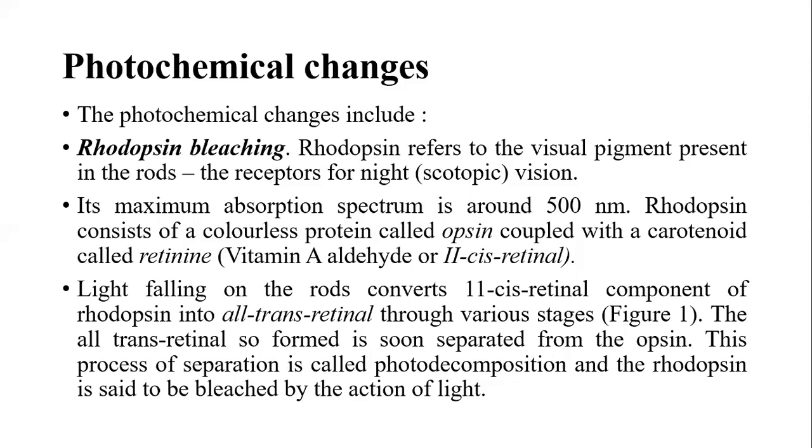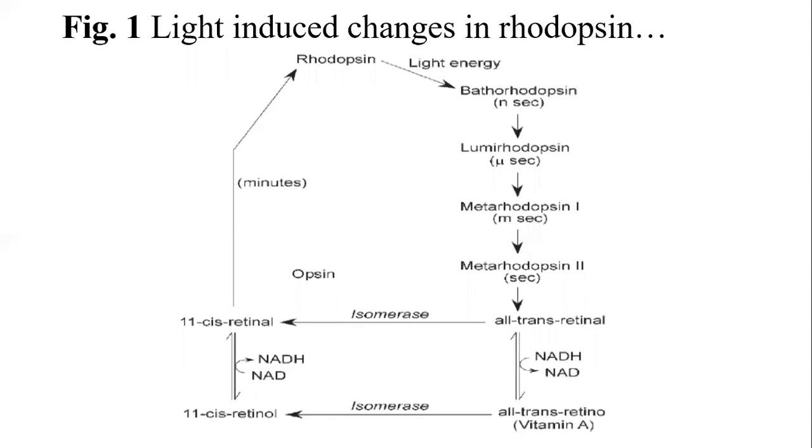So what is happening over here? Let me explain it better. This is the rhodopsin. Once the light energy falls on it, first the division happens: bathorhodopsin, then lumirhodopsin, then it is transferred to metarhodopsin I and metarhodopsin II. Then it becomes all-trans retinal.